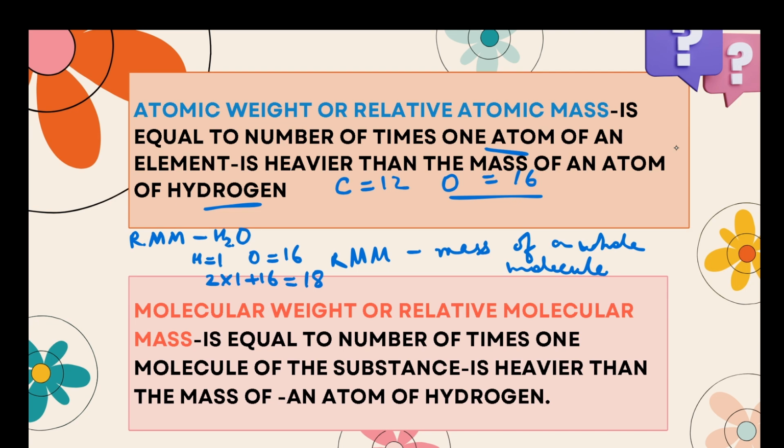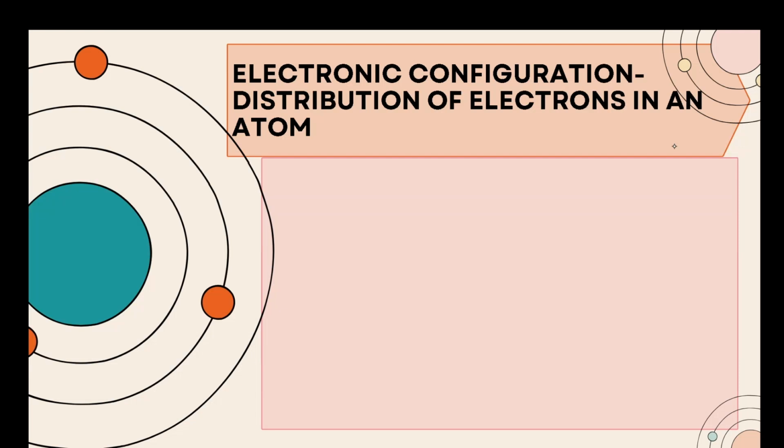So for class 8th, definitions are important. You might be asked to define relative atomic mass or relative molecular mass. So please learn the definition as it is given in your textbooks. Okay, moving on to the next part, that is distribution of electrons in an atom. We know that electrons revolve around the nucleus in imaginary paths, which we call orbits or shells, and we have different orbits. We have K orbit, L orbit, M orbit.